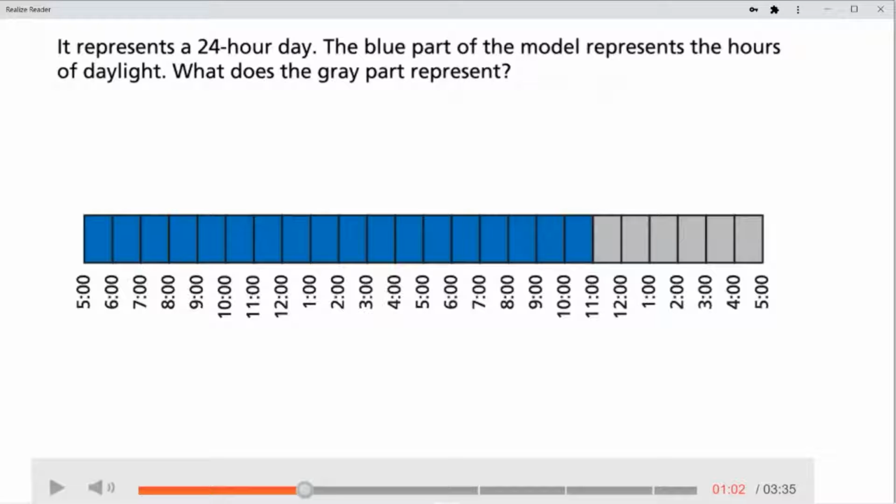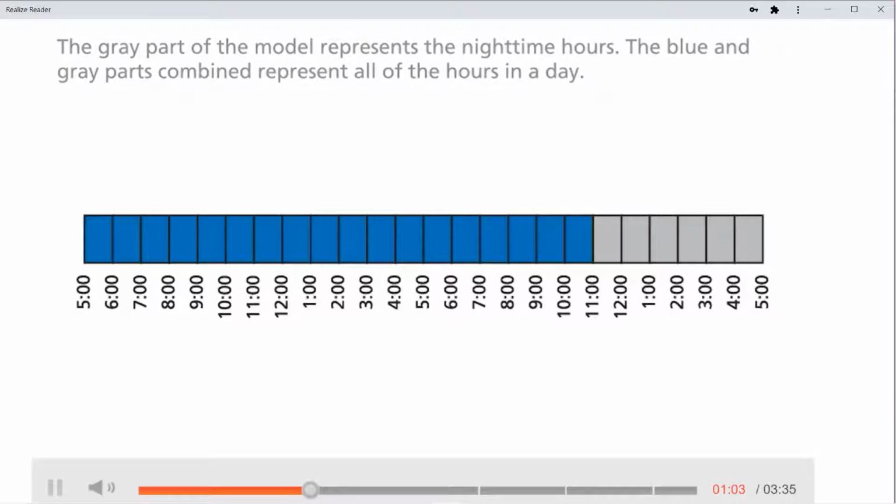Now, if we're talking about hours of daylight, and we know that 18 hours have daylight, that means the other hours, the remaining hours, are hours that are nighttime or they're dark, hours that we do not have sunlight. The gray part of the model represents the nighttime hours. The blue and gray parts combined represent all of the hours in a day.